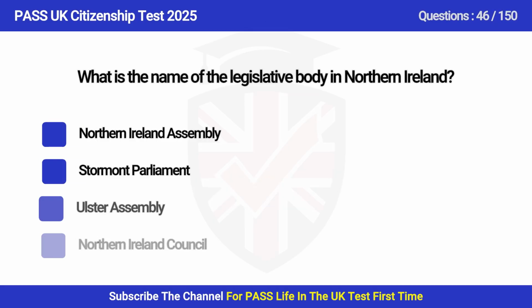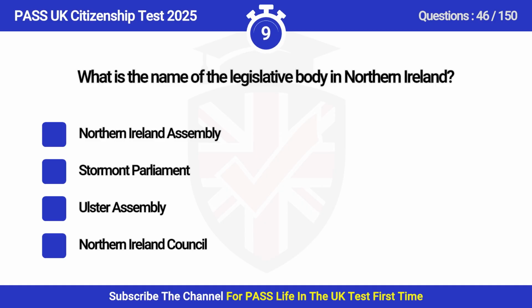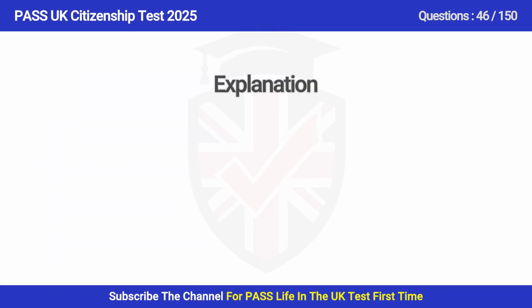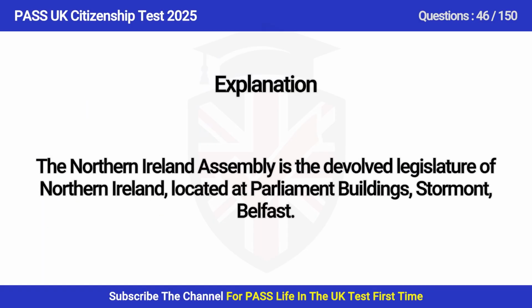Question 46. What is the name of the legislative body in Northern Ireland? A. Northern Ireland Assembly, B. Northern Ireland Parliament, C. Ulster Assembly, D. Northern Ireland Council. Answer is A. Northern Ireland Assembly. The Northern Ireland Assembly is the devolved legislature of Northern Ireland at Parliament Buildings, Belfast.